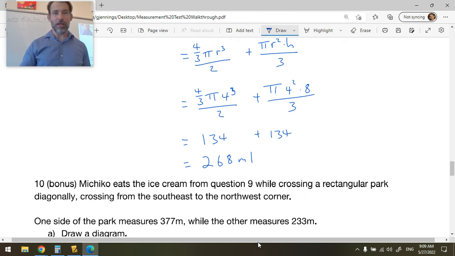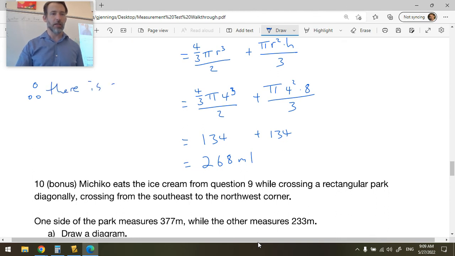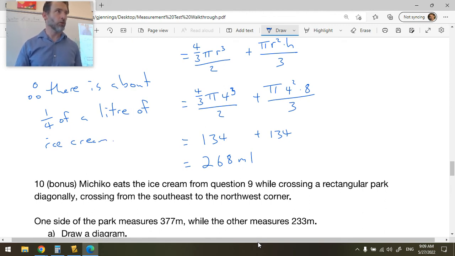All right. So then I might have a therefore statement here. Therefore, this is about a quarter liter. There is about 1/4 of a liter of ice cream. That's rounding to the nearest quarter liter. A quarter liter would be 0.25 of a liter, or 250 milliliters. There are 1,000 milliliters in a liter.